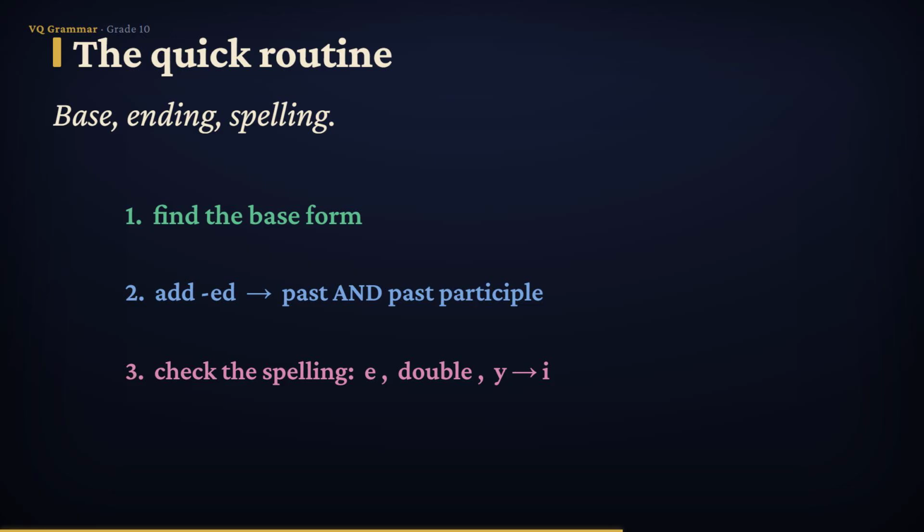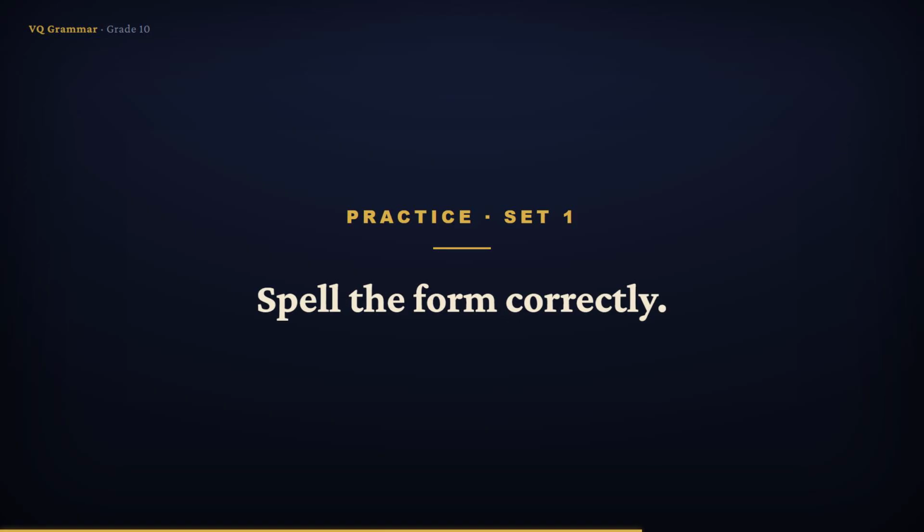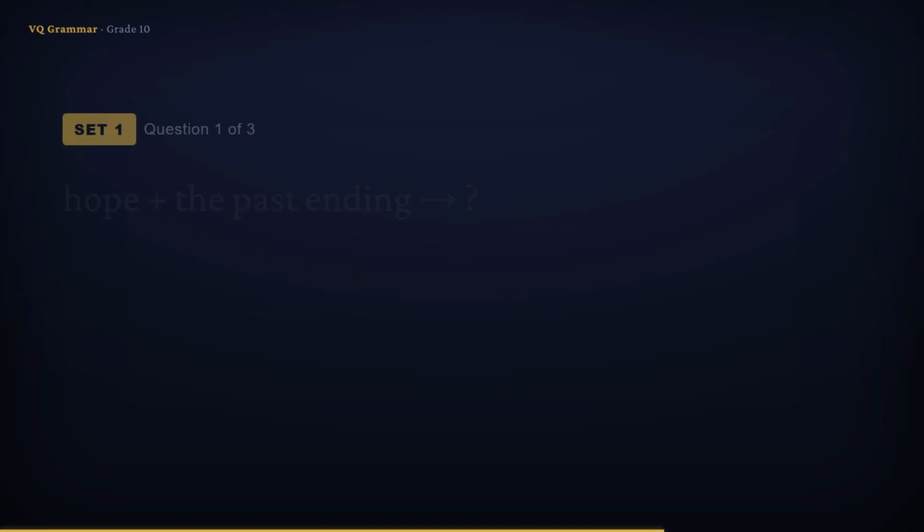And in our next lesson, we meet the verbs that refuse this tidy pattern, the irregular verbs, which change their vowels instead of taking an ending. Ready to practice? Time to practice. In this first set, I'll give you a base verb and an ending, and you choose the correct spelling. Think about the 3 spelling rules we just walked through. Pause the video and decide before I reveal each answer.